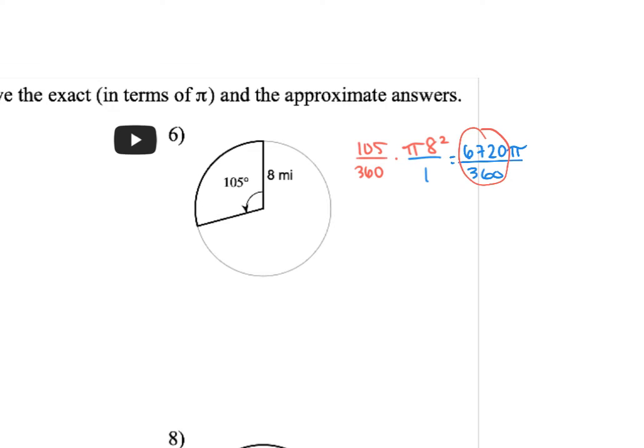So 6720 divided by 360, get about 18.67. My units in this case are miles squared. The units for area are squared. To get my approximate, 18.67 times 3.14, 58.61.